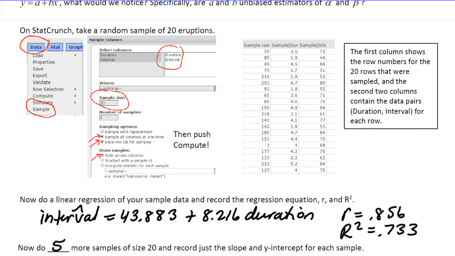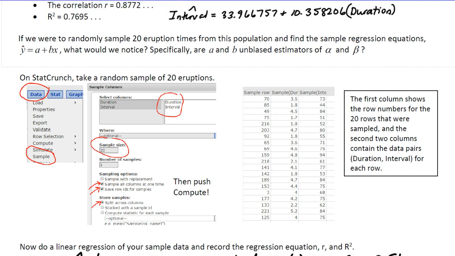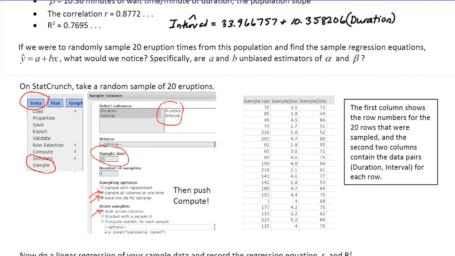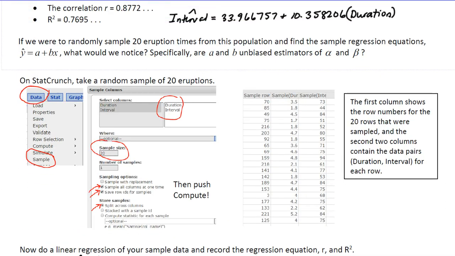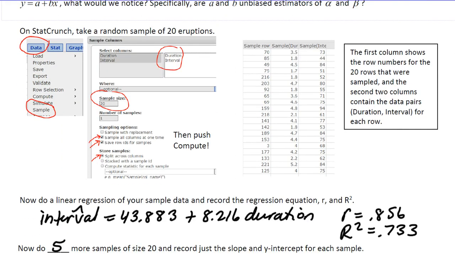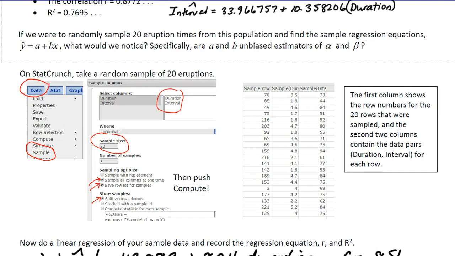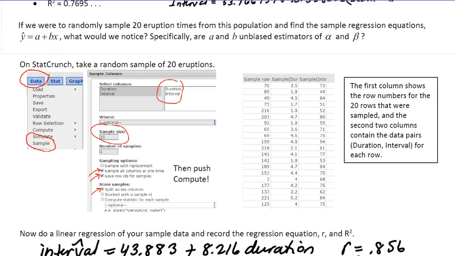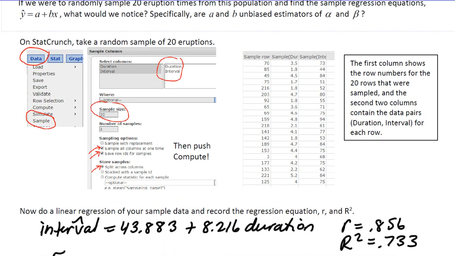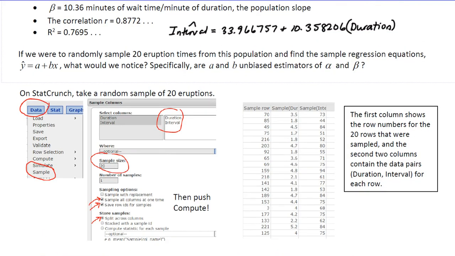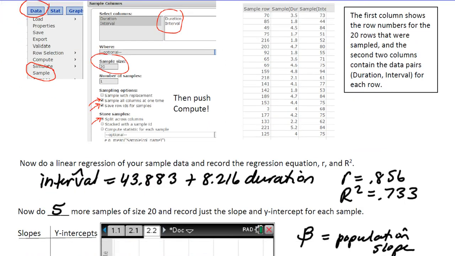and my y-intercept was 43.8. If we compare the r and the r squared, my r and r squared were actually fairly similar. R was 0.856 instead of 0.877, and r squared is 0.733 instead of 0.769. So those are actually very close.